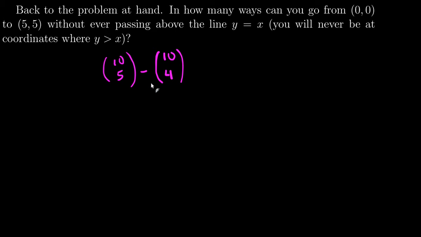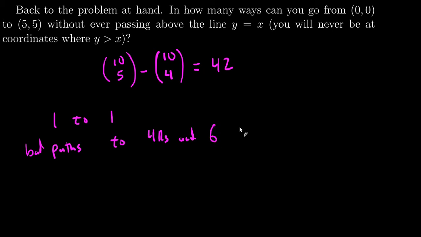So this is the way I can find this answer, and when I work that through, that's going to be 42. And that's really worth considering. So there's this one-to-one correspondence between bad paths, and that should make sense. When I flip that thing, I'll get the 2 extra U's to the 4 R's and 6 U's.